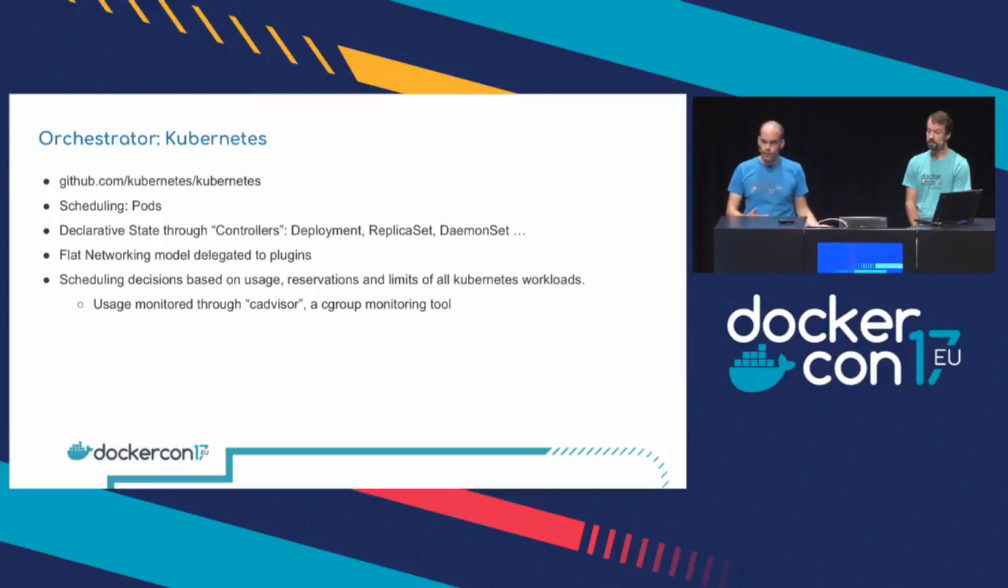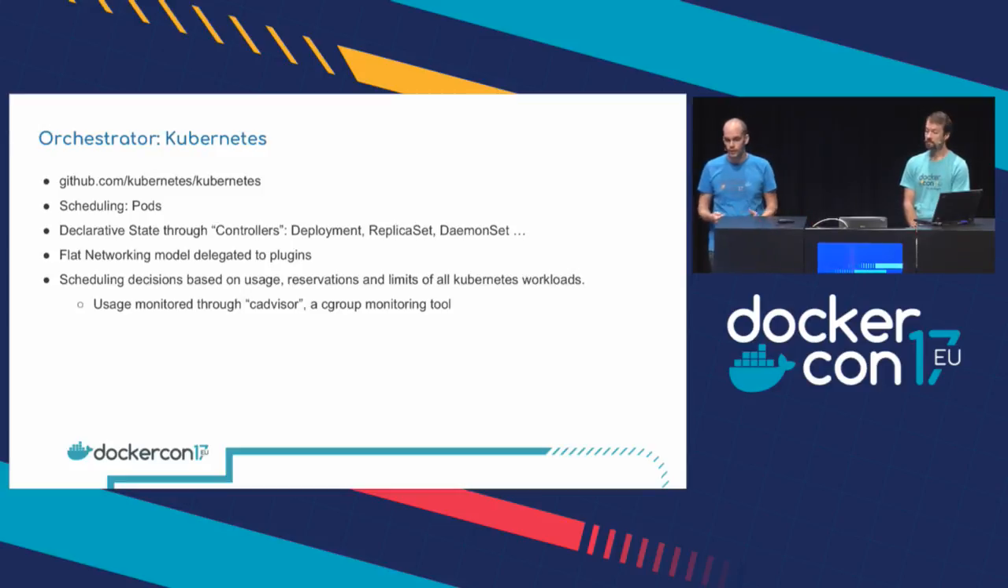Finally, the third orchestrator that is being added right now is Kubernetes. The fundamental scheduling unit in Kubernetes is pods, which are groups of containers that share the same cgroups and namespaces. That means that the processes in these containers behave as if they're in the same node, so they can access each other through localhost, for example. Kubernetes also has declarative state through its notion of controllers. You can create a deployment or a replica set or a daemon set or other controllers, and Kubernetes will reconcile the state of the system to make sure that these pods are in the state defined in that controller.